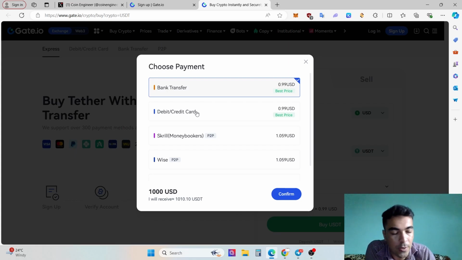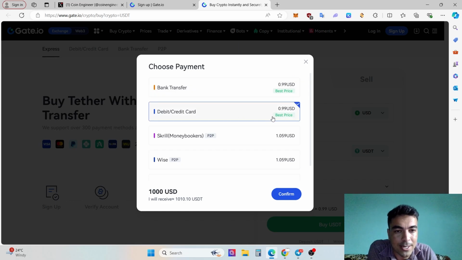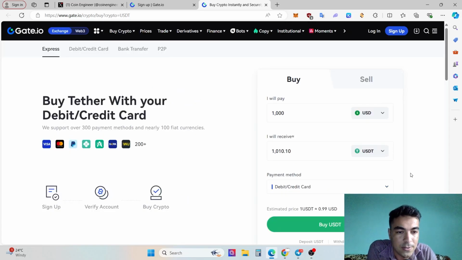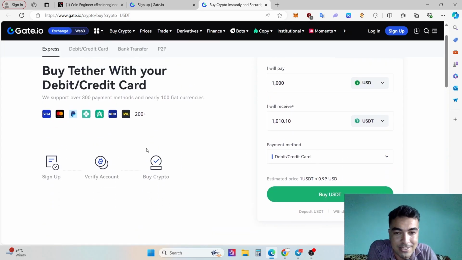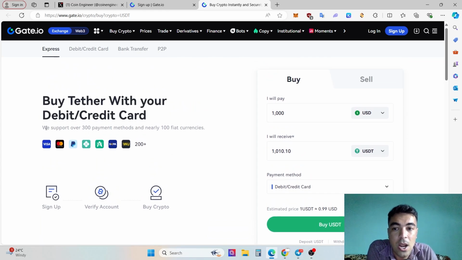And if you have no bank to transfer funds from your bank account to Gate.io, you can use a debit or credit card. It's the best price, the same as bank transfer. Then click confirm, and then click buy USDT. That's it. Gate.io right now supports over 300 payment methods and nearly 100 fiat currencies. That's the best network on the centralized cryptocurrency exchange side.